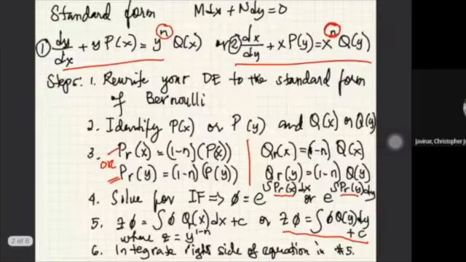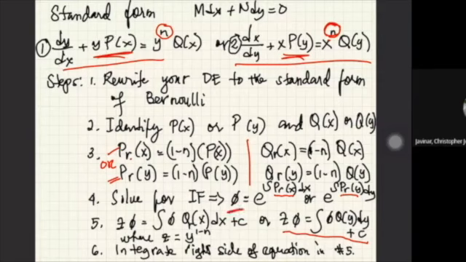Pero pagka nagbe-Bernoulli ka ngayon, dapat magbabago yon kasi isusolve mo pa yung PR of X. After identifying your P of X or P of Y, solve mo yung PR of X na naka-incorporate doon ang 1 minus n. Don't forget that. 1 minus n. You do the same to QR of X. And then afterwards, you solve for the integrating factor.